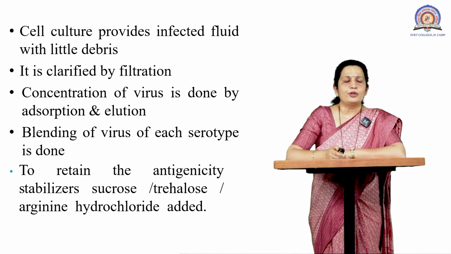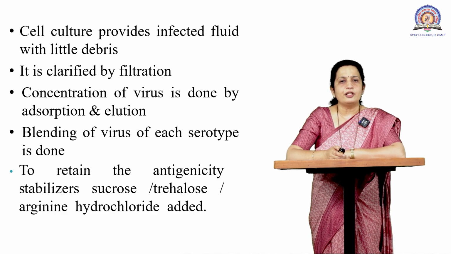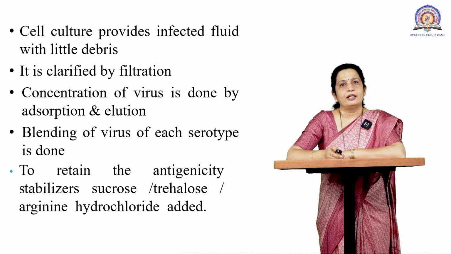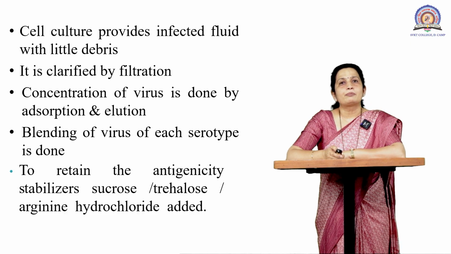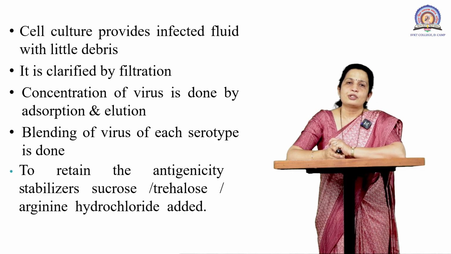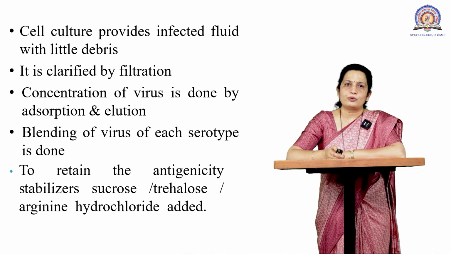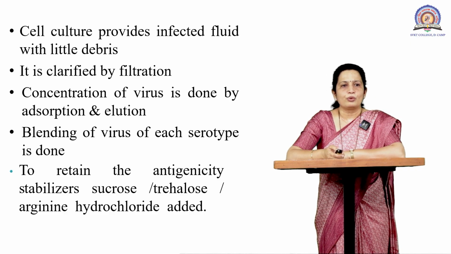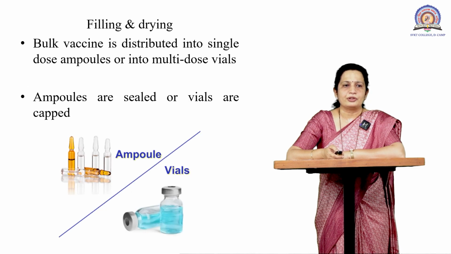Now this attenuated virus will not create infection, but it will maintain its antigenicity, meaning it can stimulate an antigenic response in the body, so that there will be formation of cytotoxic cells and antibodies. In this vaccine, stabilizers like sucrose or trehalose are used. These sugars are used, and arginine hydrochloride can also be used as a stabilizing agent.